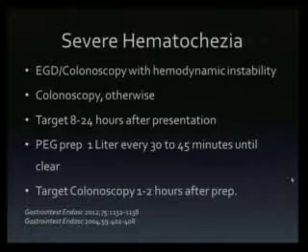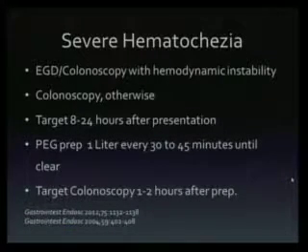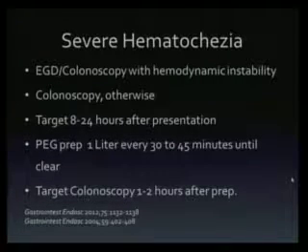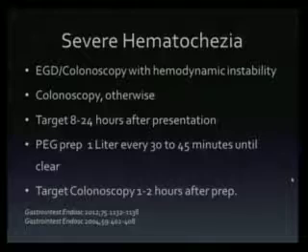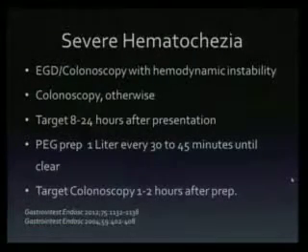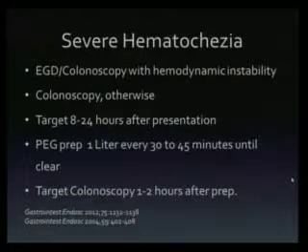So again, with severe hematochezia, EGD and colonoscopy with hemodynamic instability. Otherwise, you would just consider doing a colonoscopy in these individuals. Your target time frame for when that patient presents for the colonoscopy is about 8 hours to 24 hours. So what that means is, it's 11 o'clock at night, the patient starts bleeding. Unless they have significant hemodynamic compromise, a colonoscopy at 11:30 at night is not going to help you.